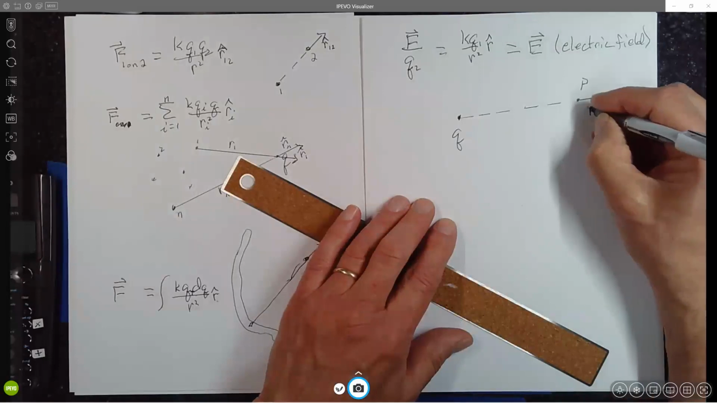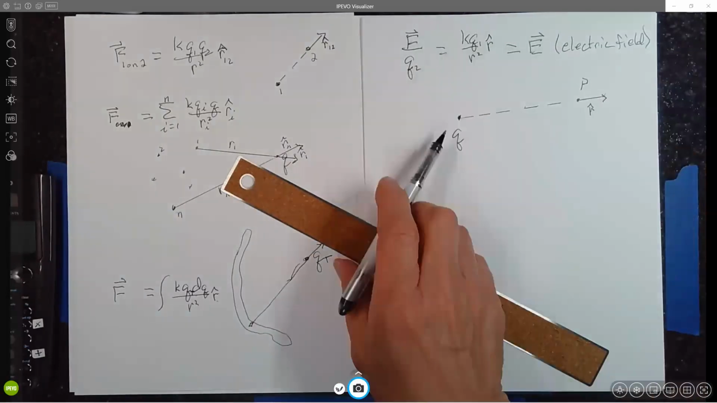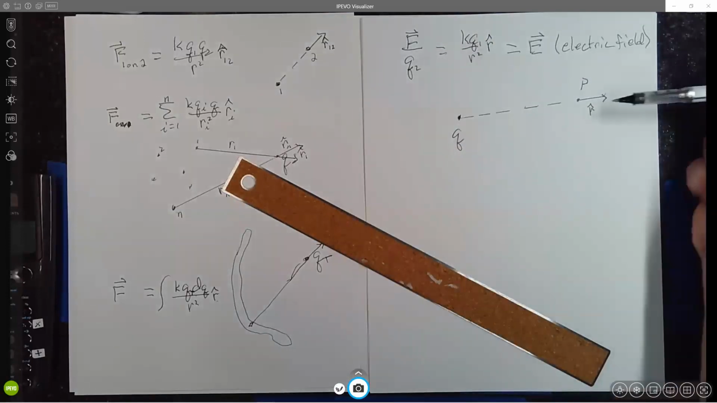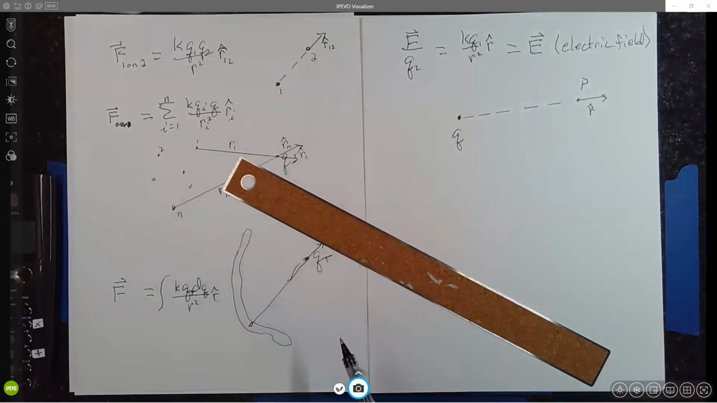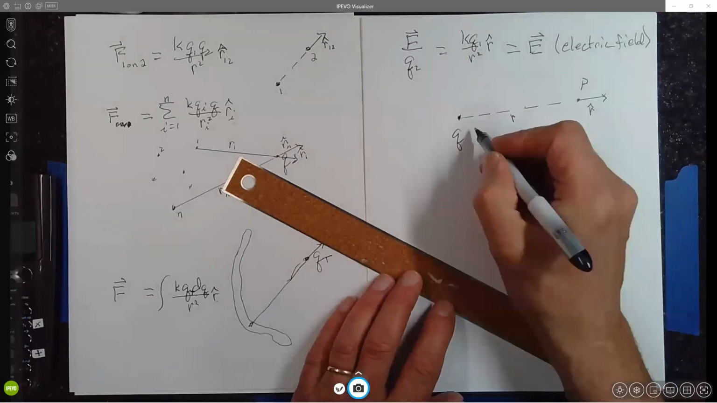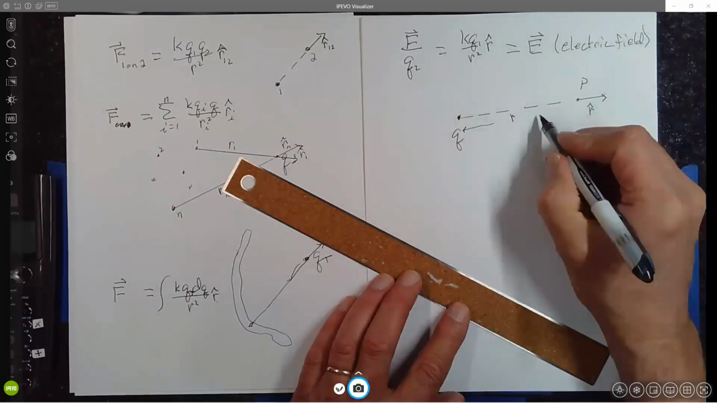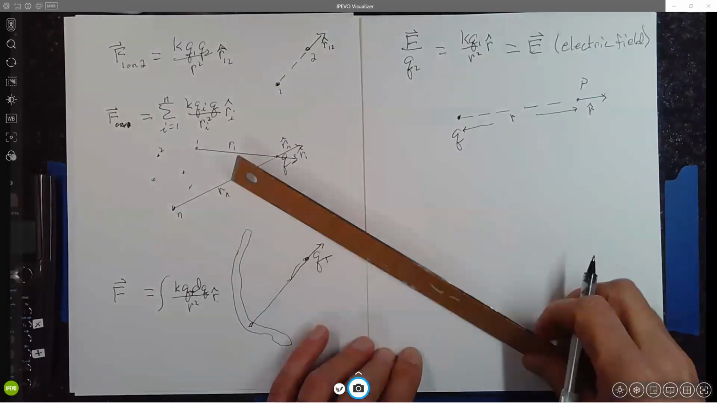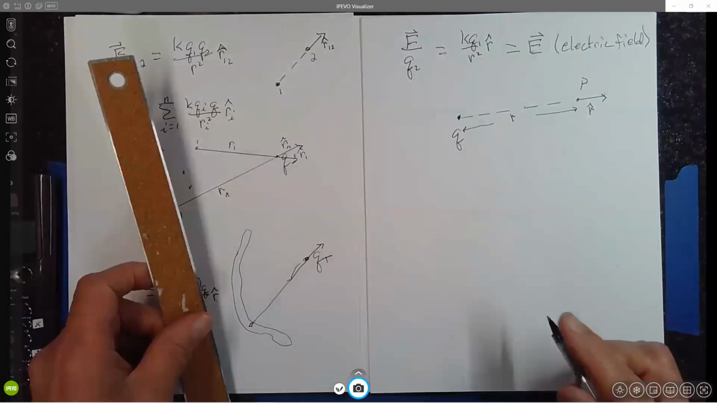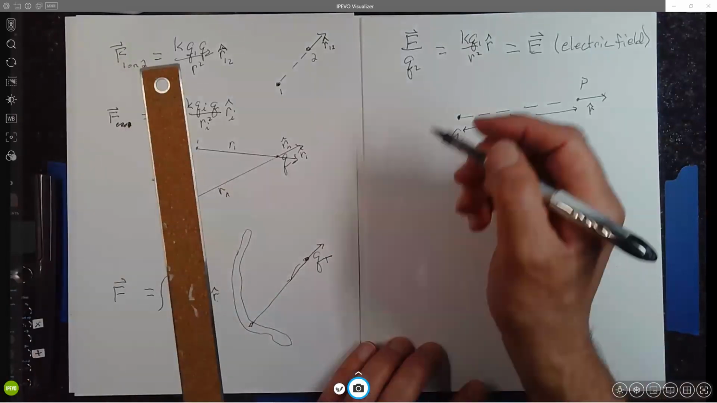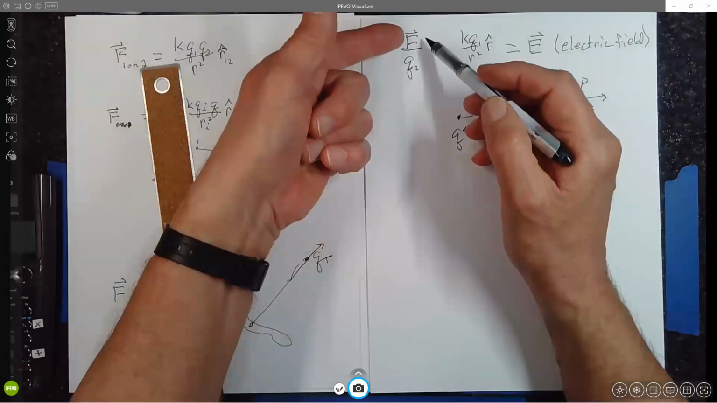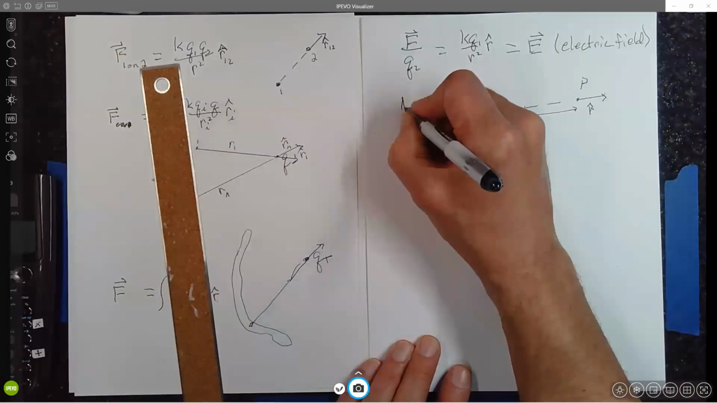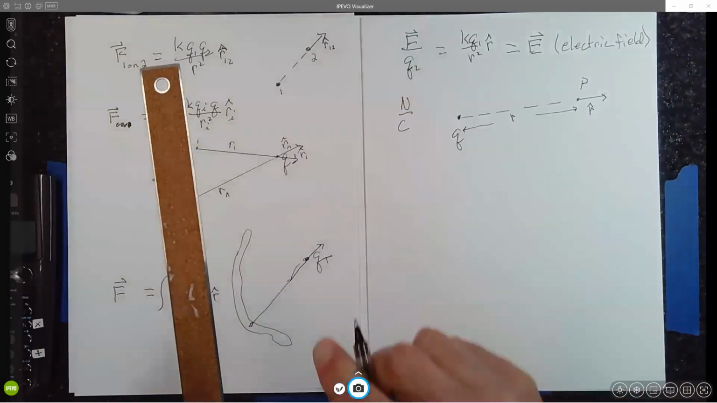So there's R hat. If the charge that's here happens to be negative, then you'd have the field pointing inward, and so you'd have something like that. The R is the distance from the charge to the field point, and that's something that we'll use a lot. For now, the units of the electric field are going to be newtons per coulomb.